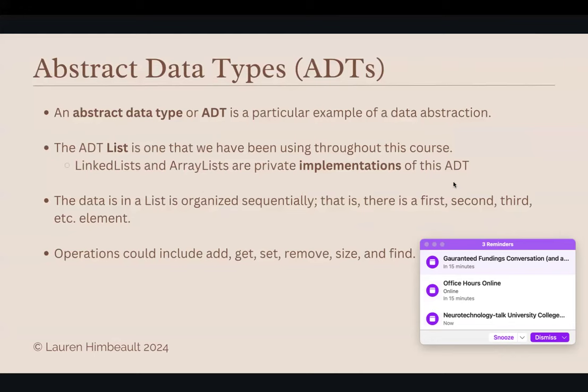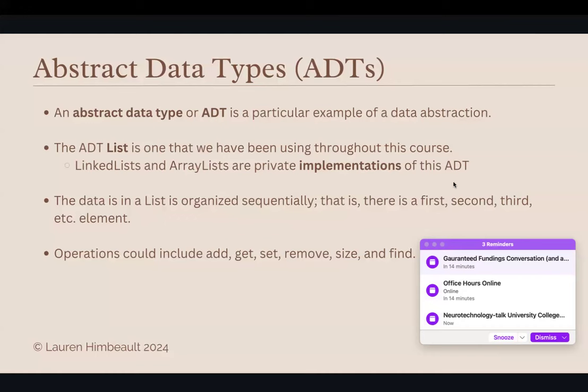So an abstract data type, often abbreviated to ADT, is a particular type of data abstraction. There are other ways to do data abstractions, but we're talking about abstract data types right now. The ADT list, the one that we just saw, is one that we've been using throughout this course and we didn't even realize it. Now we know that array lists are actually implementing this. And when we make our own linked list, we could be saying linked list implements list and then force ourselves to implement all of those methods that we saw in the previous video.